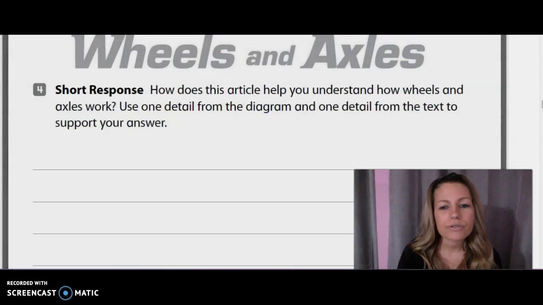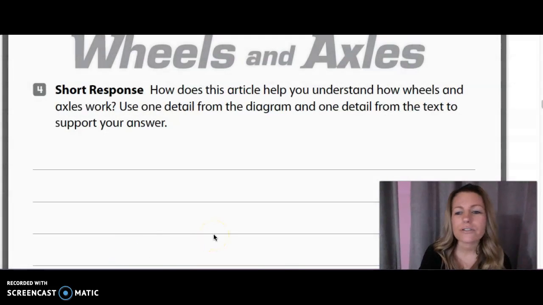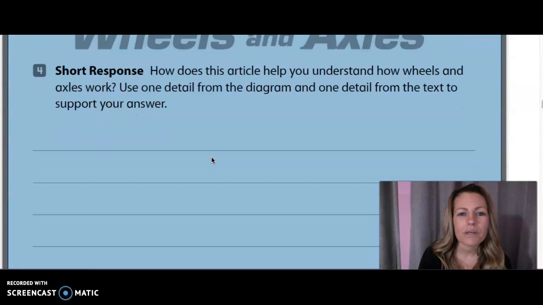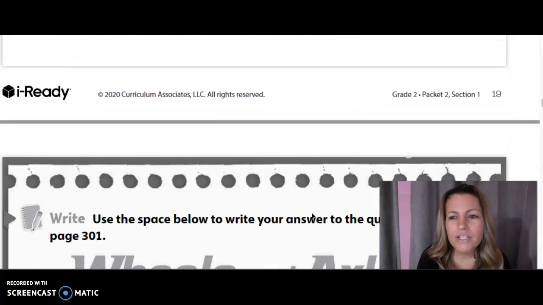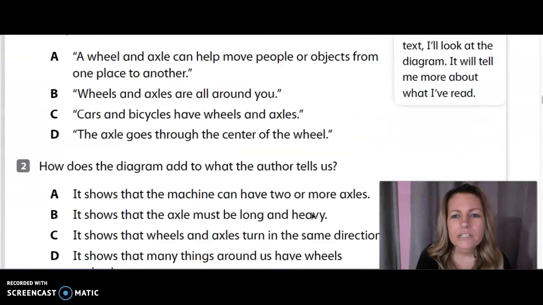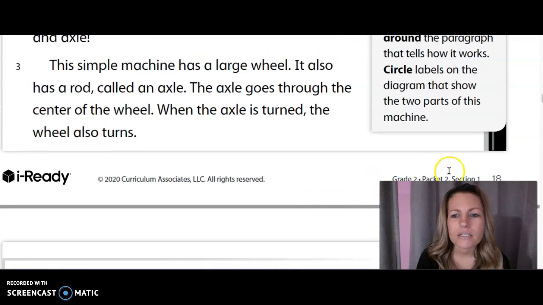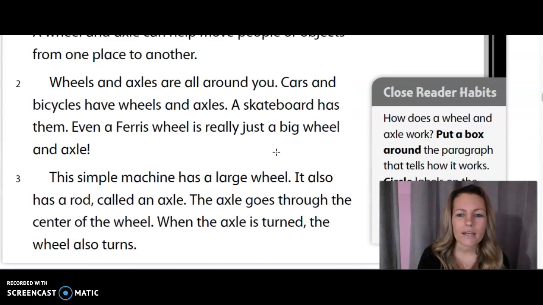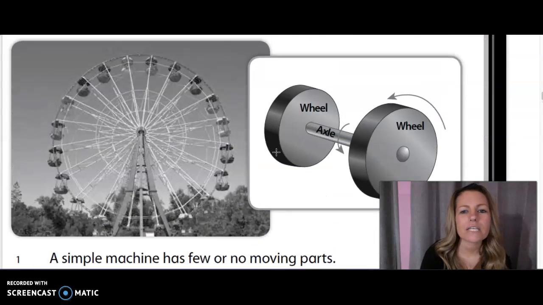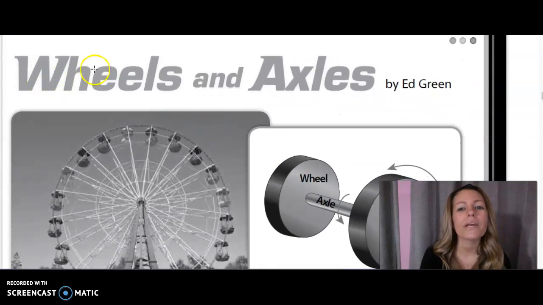I would like you to find your e-learning packet and turn to the reading section. We are going to start today on page 18, which is the page that we worked on Friday. Page 18 of the reading section is called Wheels and Axles.